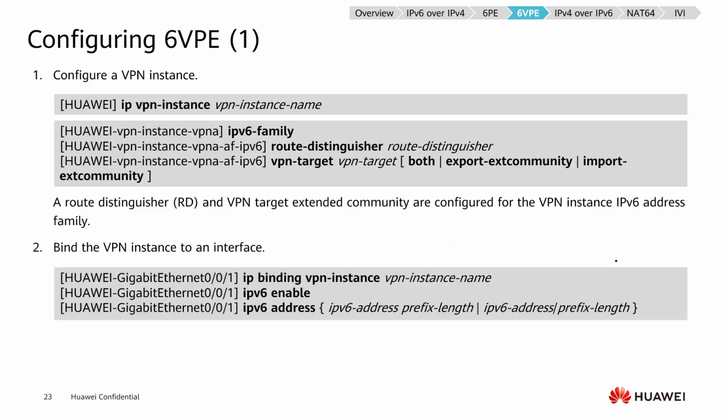Okay, and how to configure the 6VPE? First, you need to create a VPN instance just like this, and you need to assign the RD and assign the RT, just like the MPLS IPv4. And then you need to bind the VPN instance on the specific interface, and you need to configure the IP address again after you have enabled IPv6.